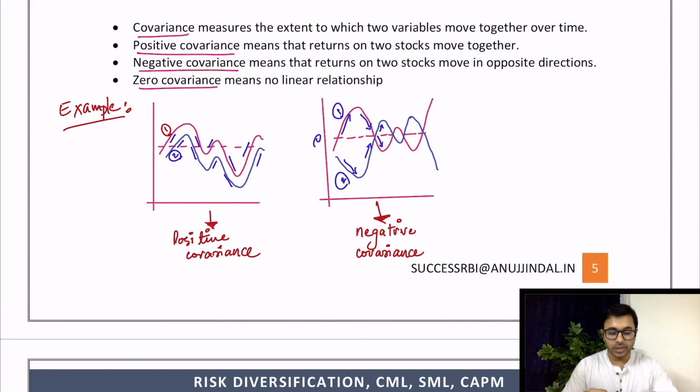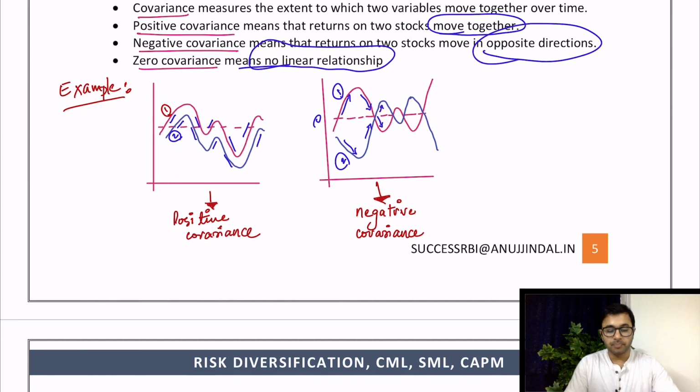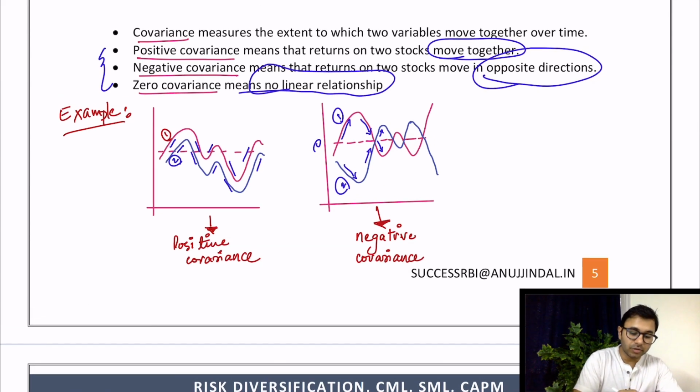So positive covariance means that the returns are going to move together. Negative means they are going to move in opposite directions, and zero covariance means there is no linear relationship. We don't know what is the impact of first on second. If first is going down, what is happening to the second? The second might also go down. At the same time, the second might also go up. At the same time, the second might not change. So there is no linear relationship between A and B, these two portfolios, if the covariance is 0. So this is something that you should remember. It can be asked in the examination also.